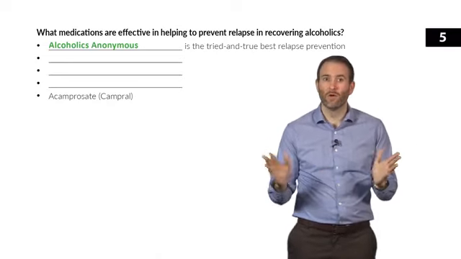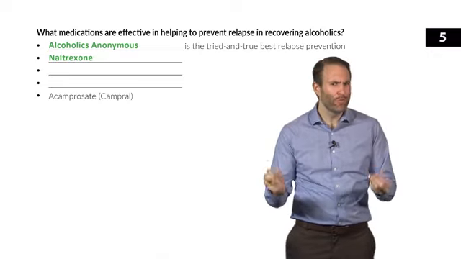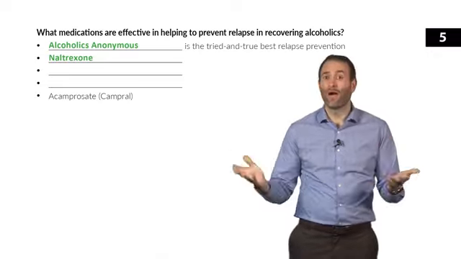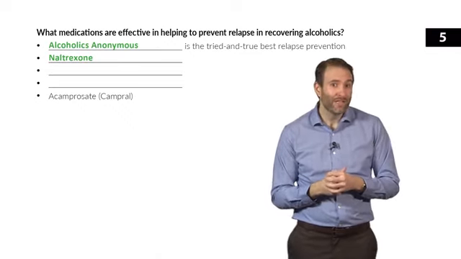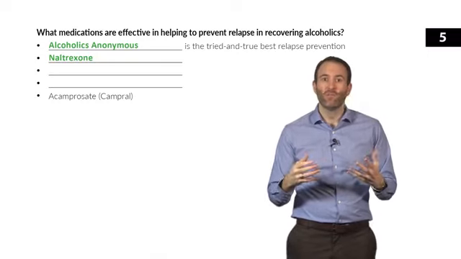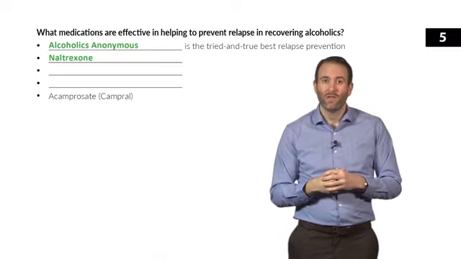Let's talk about some medicines though. Naltrexone. Well, this one doesn't sound right. Isn't naltrexone an opioid antagonist? Well, it works for alcohol because endogenous opioids are involved in the positive feelings that come about with alcohol use. So you don't feel as good as when you drink, and that's why this medicine is effective.